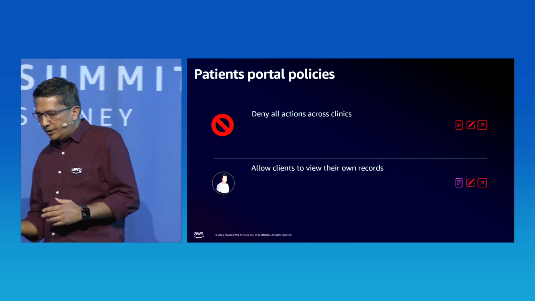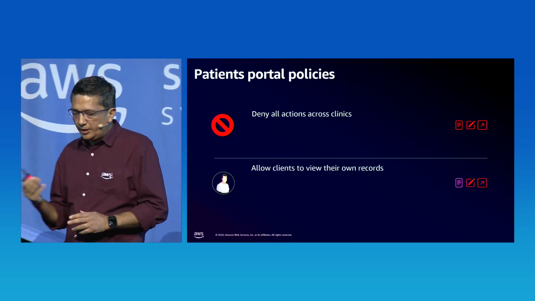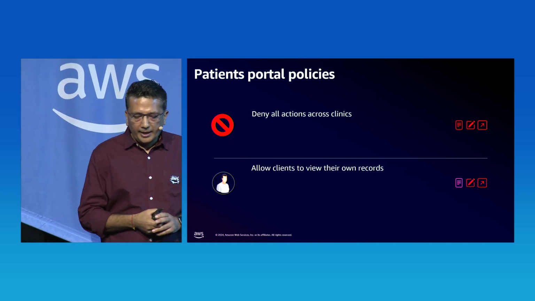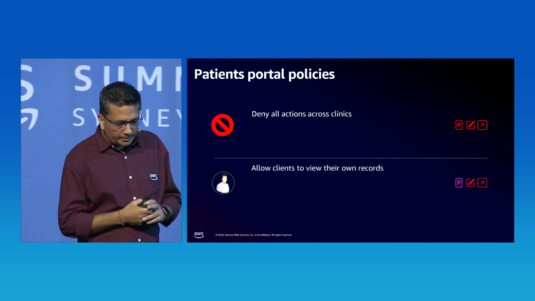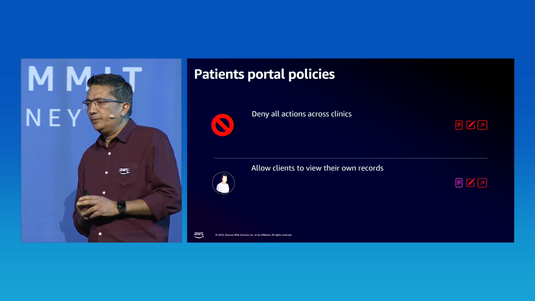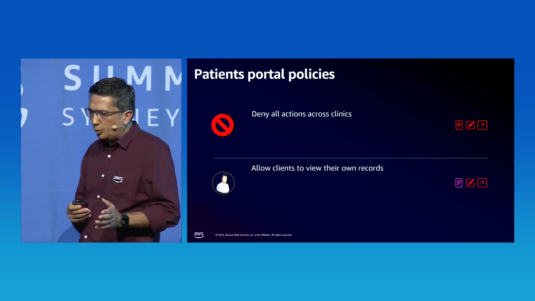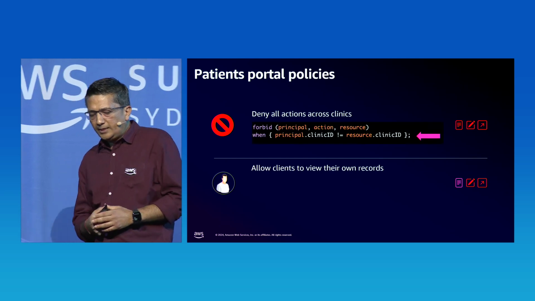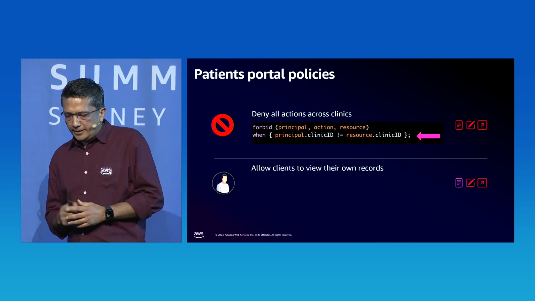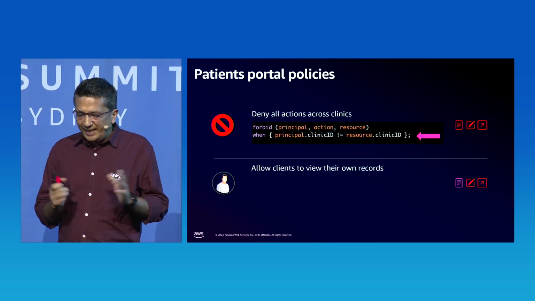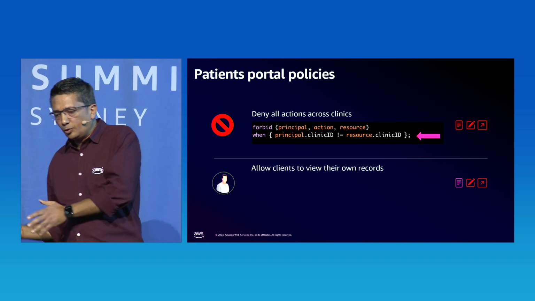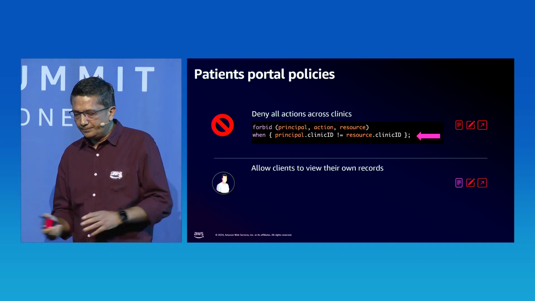So how are these authorization rules defined and converted into policies? Here, the first rule says, deny all action across clinics. This is a safety check in my system to prohibit a principal from accessing a resource in a different clinic. And this can be translated into a policy stating that when the principal's clinic ID is not the same as the resource's clinic ID, do not allow access.